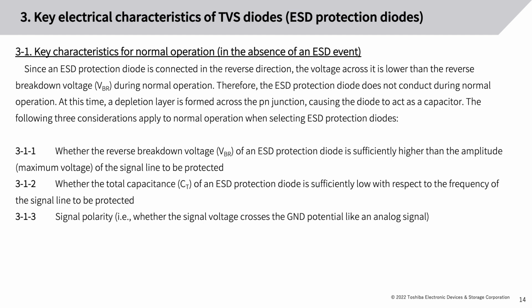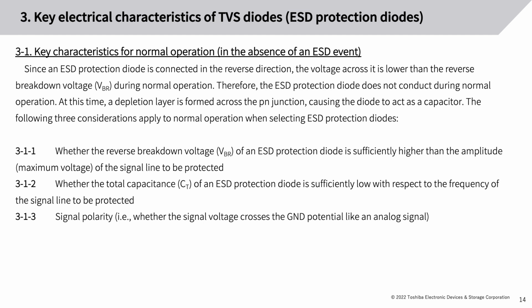Since an ESD protection diode is connected in the reverse direction, the voltage across it is lower than the reverse breakdown voltage, VBR, during normal operation. Therefore, the ESD protection diode does not conduct during normal operation. At this time, a depletion layer is formed across the PN junction, causing the diode to act as a capacitor.